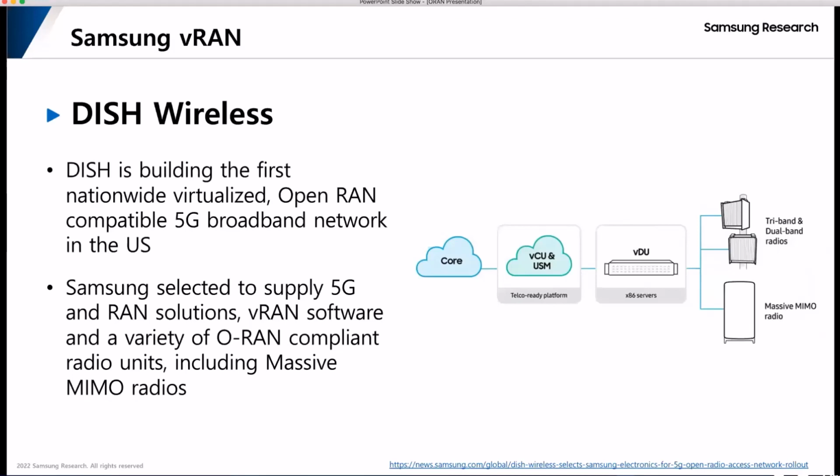And then finally, we have Dish Wireless. They are currently building the first nationwide virtualized Open RAN compliant 5G broadband network in the US. So they chose Samsung to supply the vRAN and RAN solutions, as well as a variety of Open RAN compliant radio units, including the massive MIMO radios.